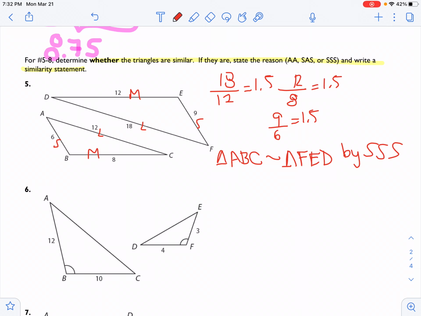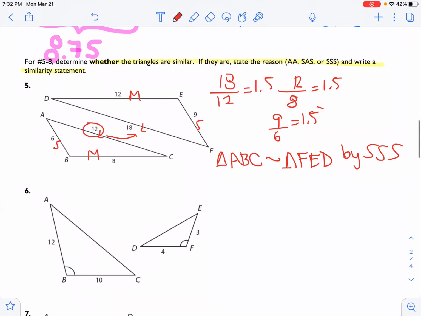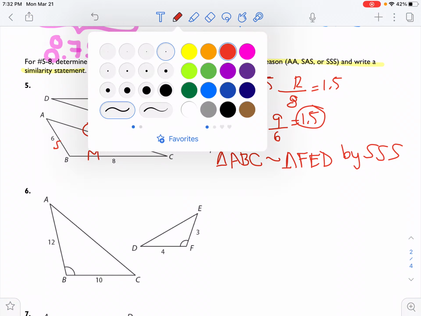Again, what does that mean? It means to go from like large to large, if you multiplied 12 by 1.5, you'd get the new side. If you wanted to go this way, you could divide by 1.5.